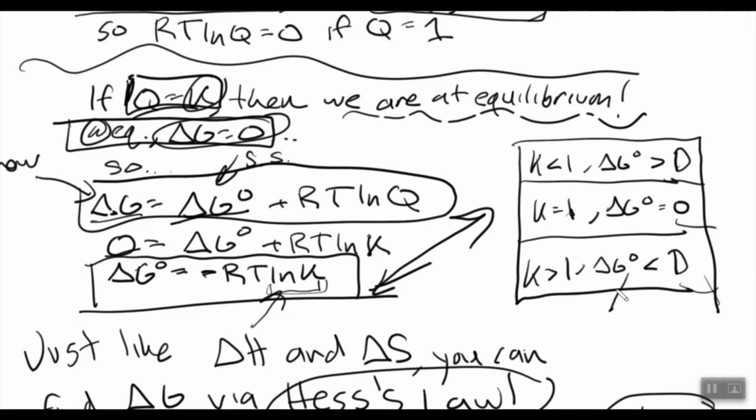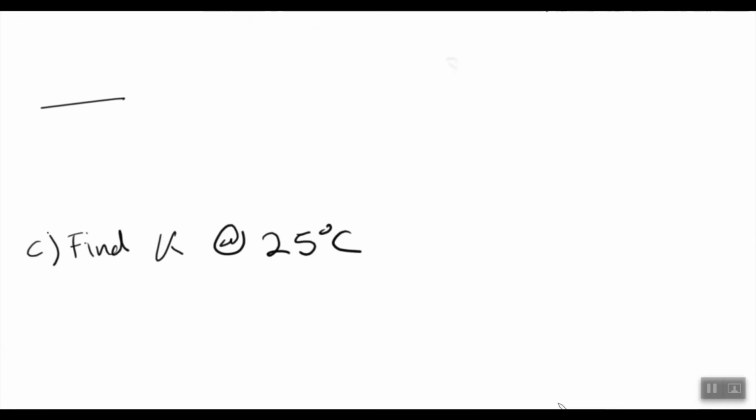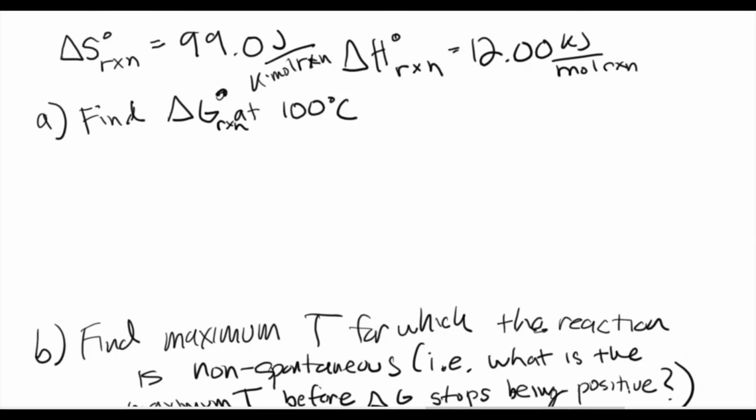So, if K is greater than 1, the ΔG naught will actually be negative, or it will be less than 0. And the opposite is true as well. If K is less than 1, this will become negative, and a negative and a negative is positive. So therefore, ΔG naught will be positive, or greater than 0, whenever K is less than 1. Super important stuff. Now let's do a practice problem.